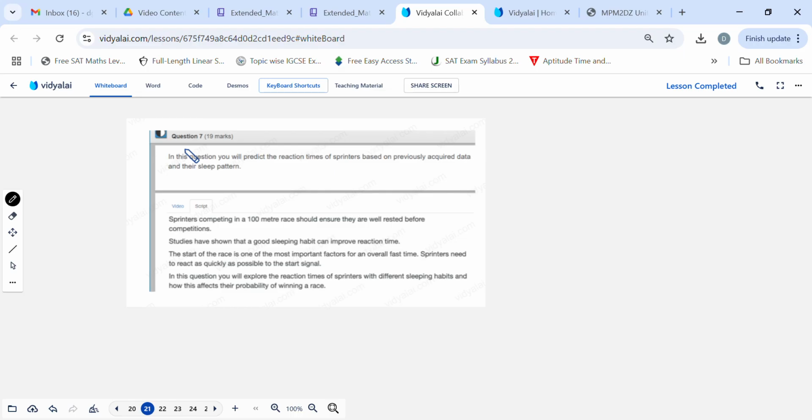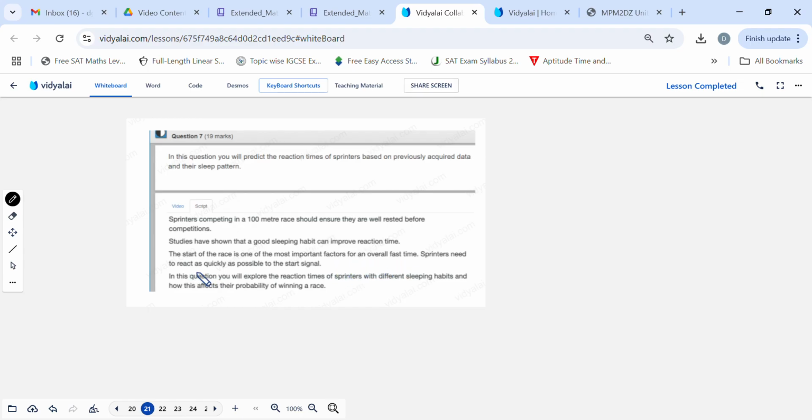Now we are doing question number 7. In this question, you will predict the reaction times of sprinters based on previously acquired data and their sleeping pattern. Sprinters competing in a 100-meter race should ensure they are well rested before competitions. Studies have shown that a good sleeping habit can improve reaction time.